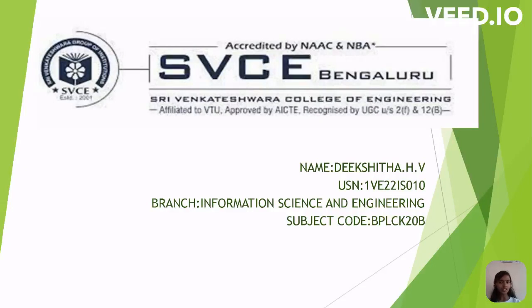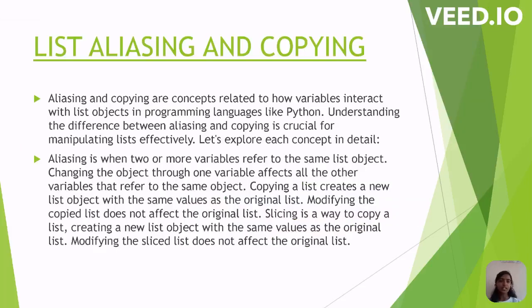Here we are going to study about list aliasing and list copying from the subject of Introduction to Python Programming, and the subject code is BPLCK20P. Now we are going to study about list aliasing and list copying.